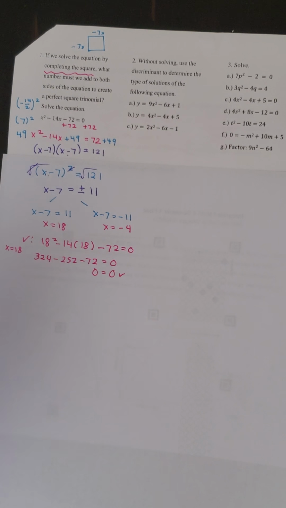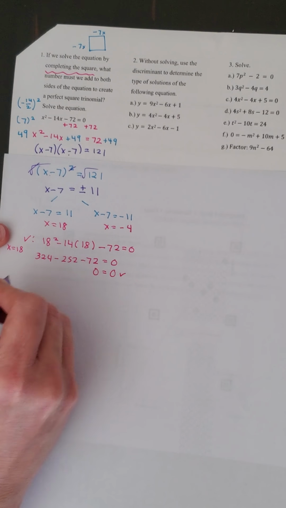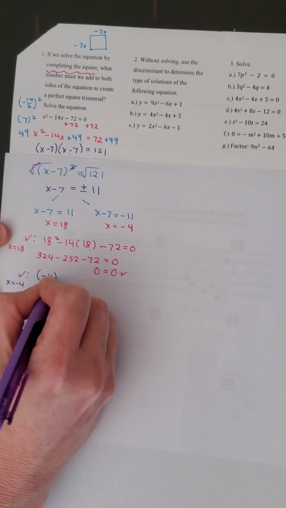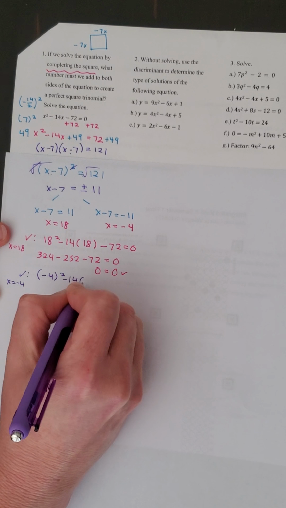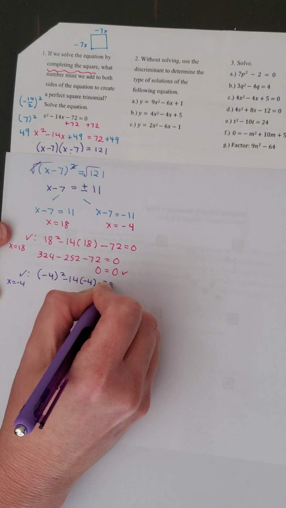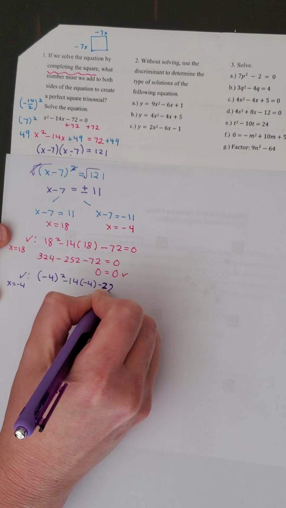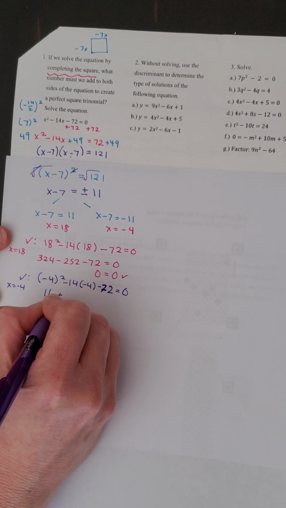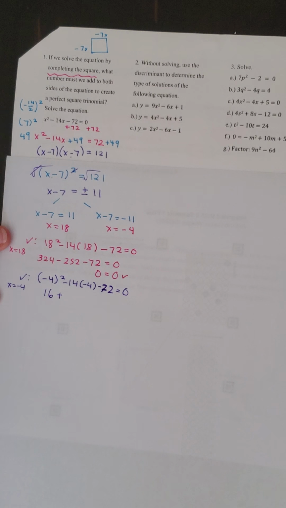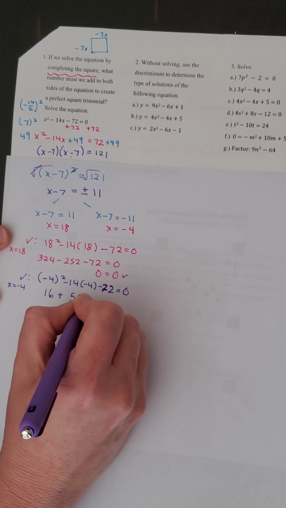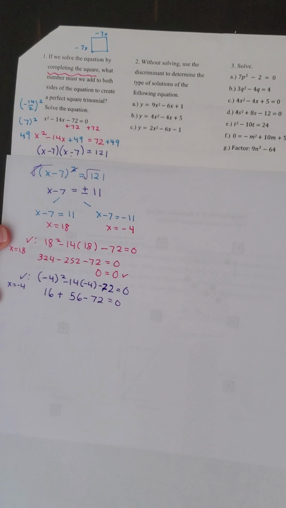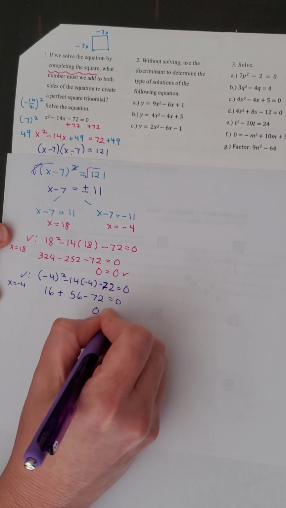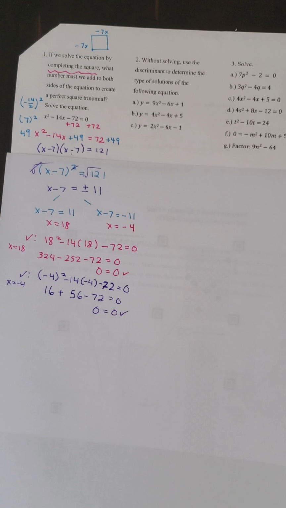Then we would want to check the other value, this one, x equals -4. So check x equals -4. -4 squared minus 14 times -4 minus 72 equals 0. That's 16 plus 4 times 14, which is 56, minus 72 equals 0. 16 plus 56 minus 72 equals 0. 0 equals 0, check. And so both solutions work.